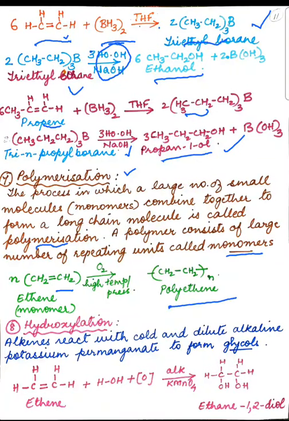Now let us see the next reaction, which is the hydroxylation. Alkenes react with cold and dilute alkaline KMnO4 to form glycols. Let us see this ethene. It forms ethane-1,2-diol, that is glycol. Such reactions are used for detecting the presence of double bond in the given compound, because in this reaction the purple color of the KMnO4 disappears. This is known as the Baeyer's test.